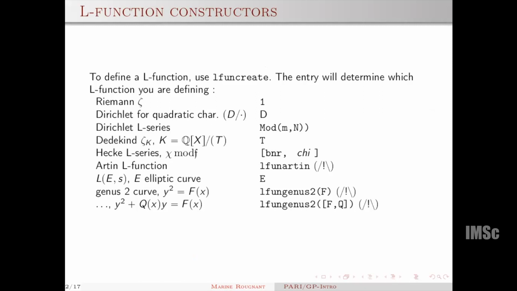You can also have it with zeta. If you want an L function for a Dirichlet character, for a quadratic character like that, just mention D. If you want a Dirichlet L series, just specify the modulus. For an L function attached to a number field, you just specify the polynomial which defines your number field, and so on. For an elliptic curve, you just give the elliptic curve, and the software will understand what you want to do.